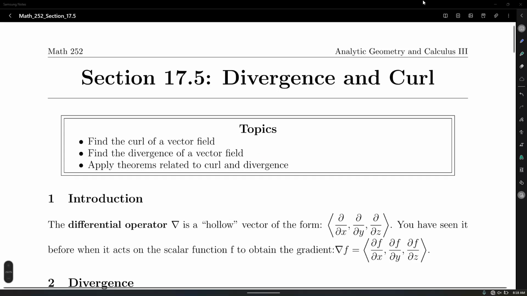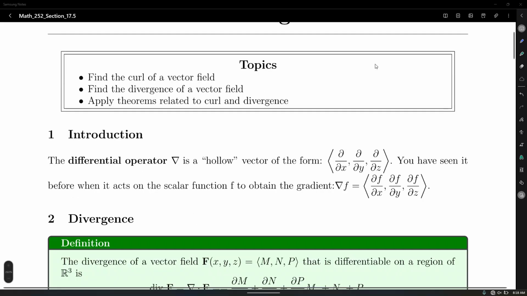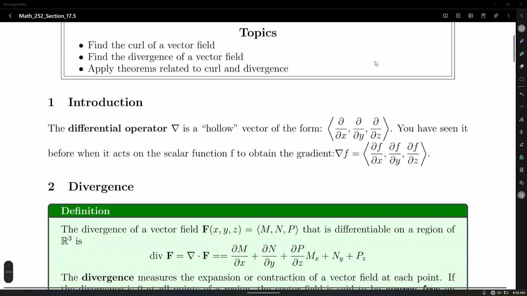17.5, divergence and curl. So we'll find the curl of a vector field, the divergence of a vector field, and apply theorems related to the curl and divergence. All right. Okay, so let's go back and review the nabla operator.